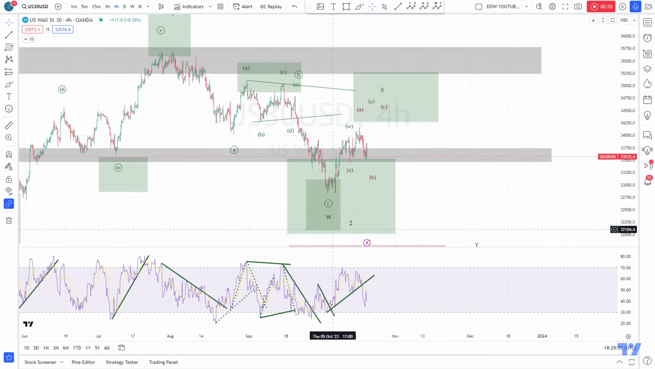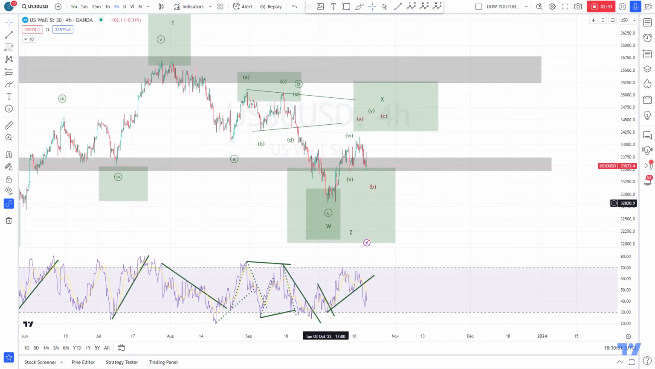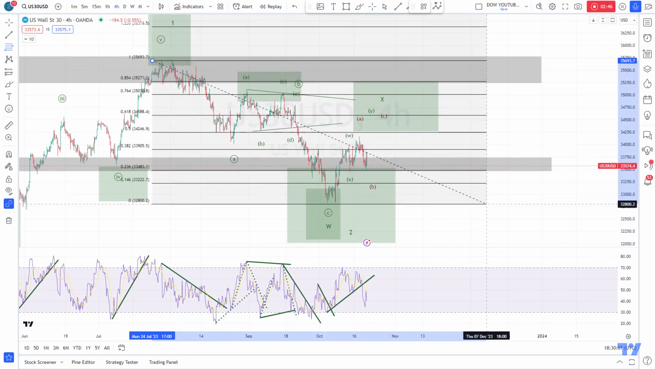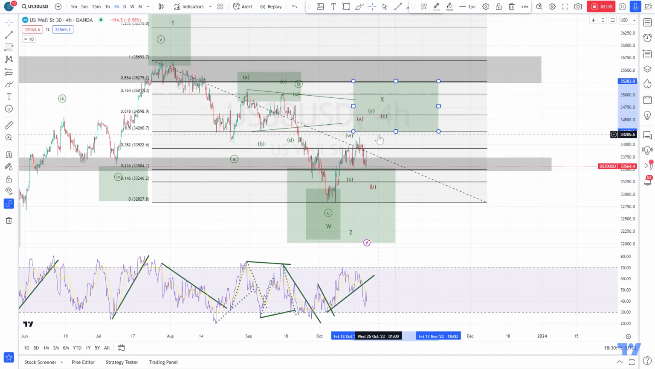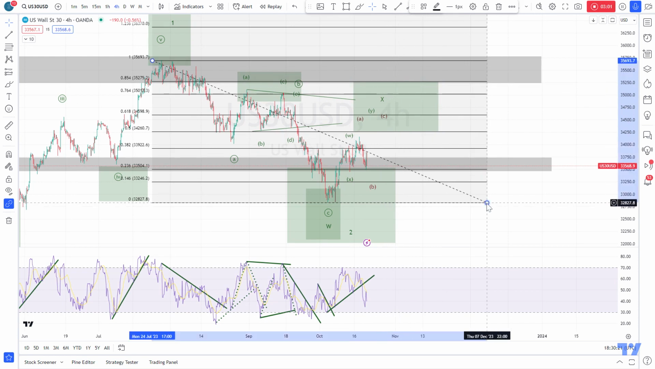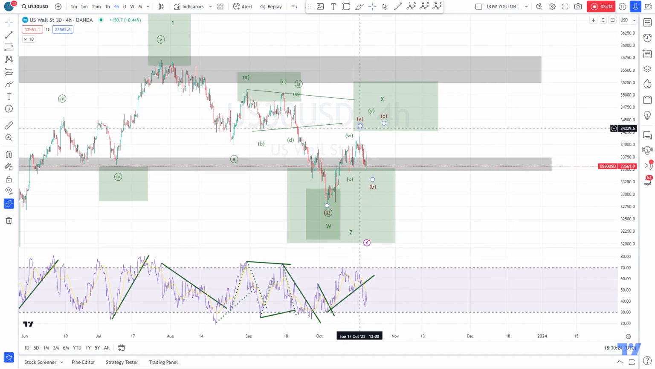So now if we look at this structure here, this area, so here we have a low, and then we are supposed to go here into the area that we can find by taking the length of the wave W. And then we should go here into the area between the 0.5 and the 0.854 FIB retracement. So the way to go there, in my opinion, is a WXY structure, but then this low should hold right here.